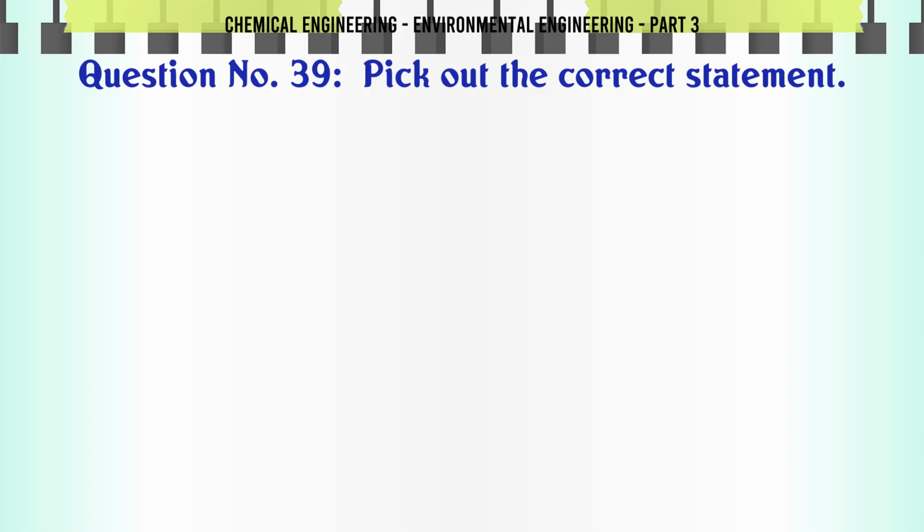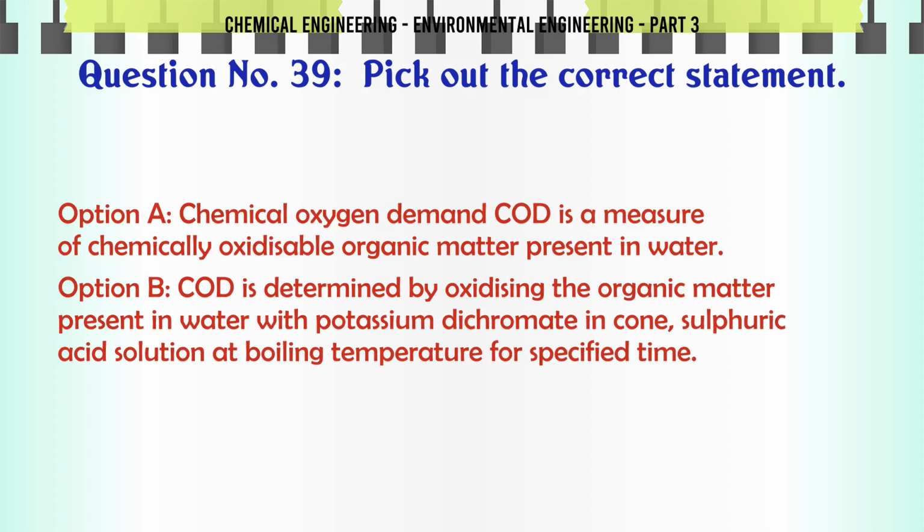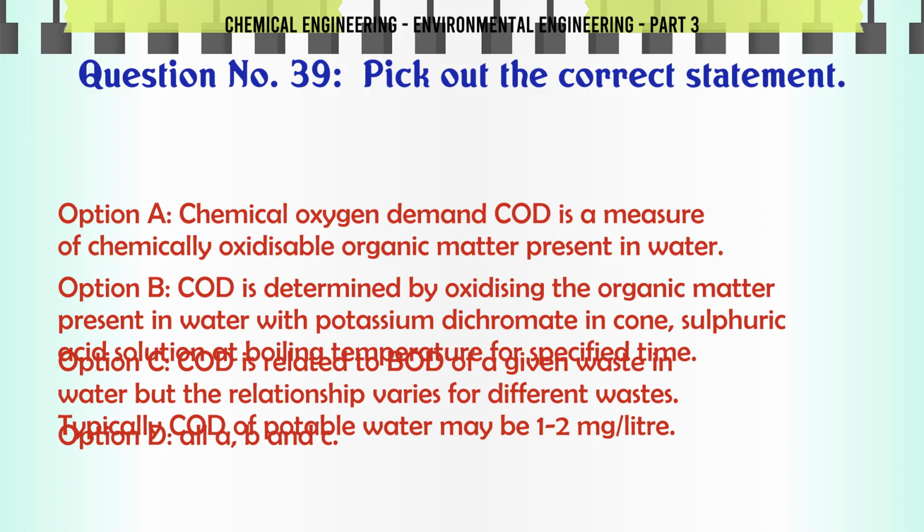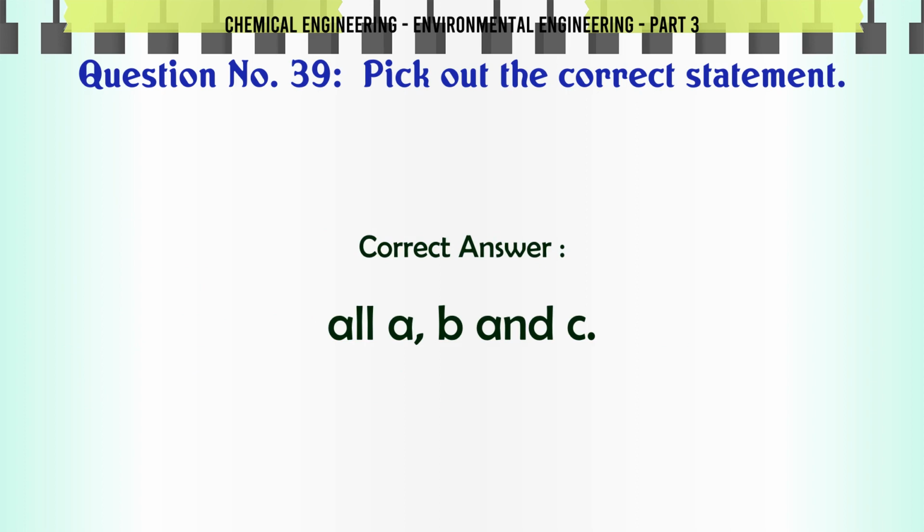Pick out the correct statement. A. Chemical oxygen demand, COD, is a measure of chemically oxidizable organic matter present in water. B. COD is determined by oxidizing the organic matter present in water with potassium dichromate in conc. sulfuric acid solution at boiling temperature for specified time. C. COD is related to BOD of a given waste in water but the relationship varies for different wastes. Typically COD of potable water may be 1-2 mg per liter. D. All A, B and C. The correct answer is all A, B and C.